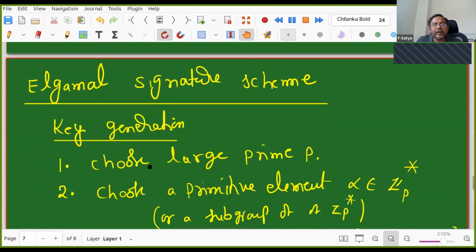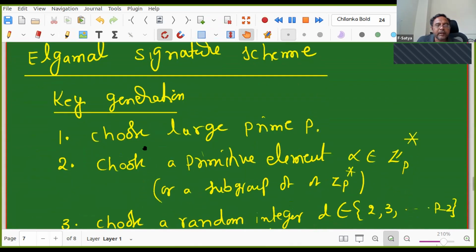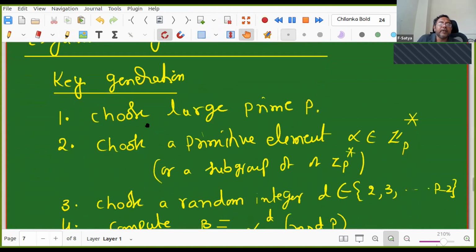Now I'm going to the Elgamal signature scheme. So here, this is what Ankita told, but I'm repeating it a little faster. Choose a large prime P.